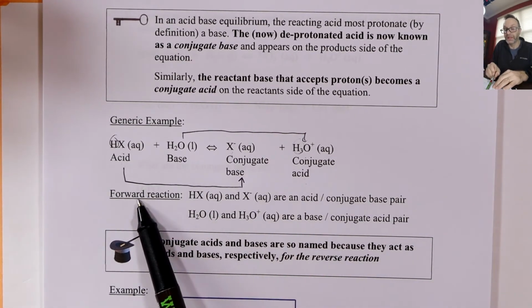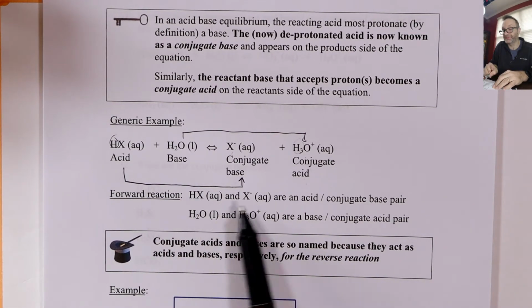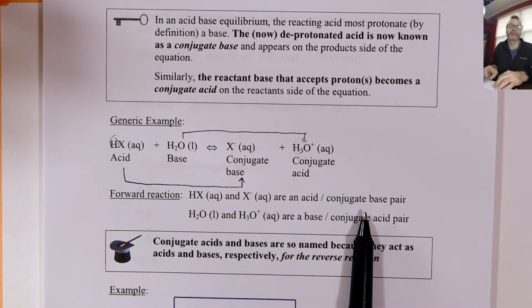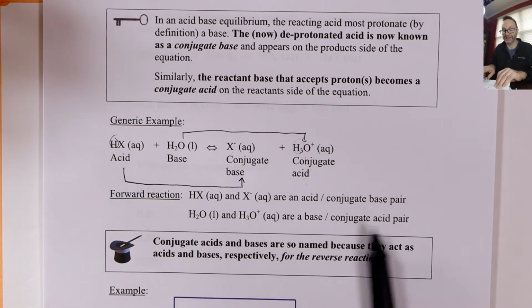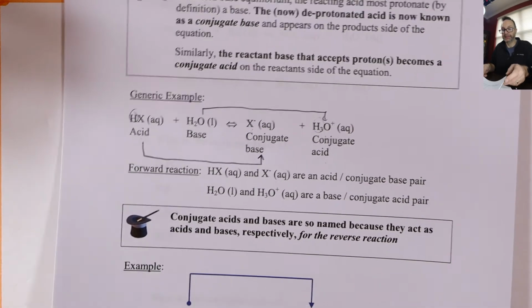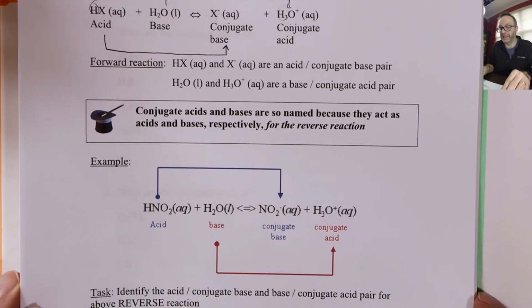So, we have forward reaction acid-conjugate base pairs, and base-conjugate acid pairs, okay? All right, remember the word conjugate always appears on the right, and it's the opposite. So an acid turns into a conjugate base, a base turns into a conjugate acid. So, kind of defines the direction of the reaction, doesn't it?